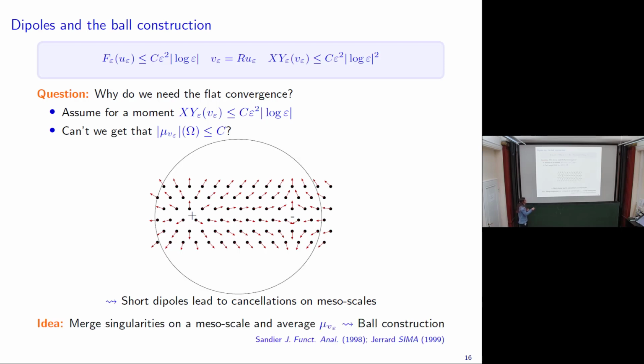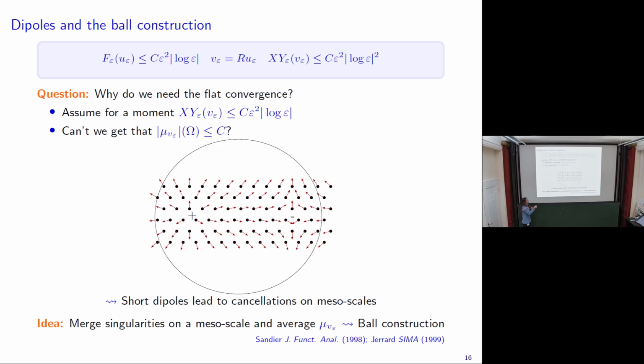So then, of course, and this is, I think, the key idea of the ball construction, what you would like to do is you would cluster those discrete singularities. You would like to take a ball containing both of them, and you would like to define a new measure which is, let's say, concentrated on the center of the ball, and which has the weight, which is just obtained by summing up all the weights of your original measure.